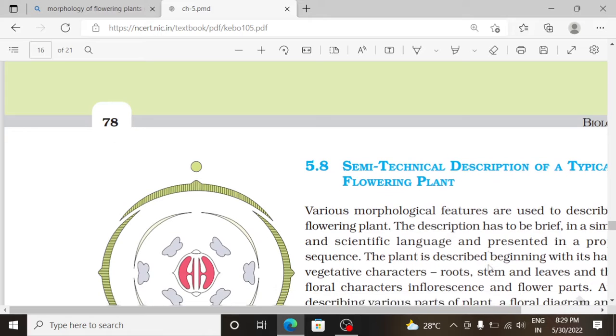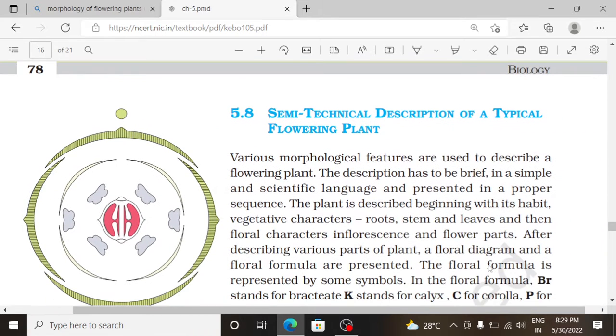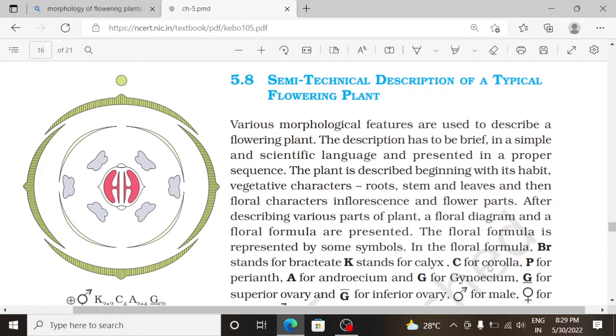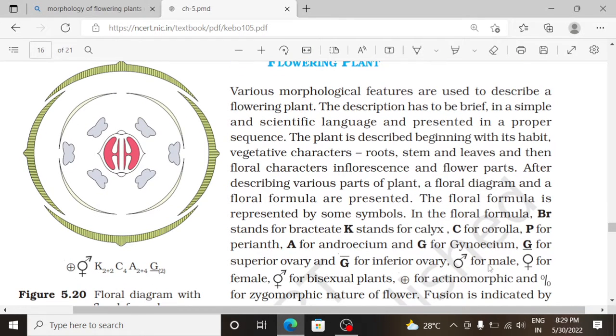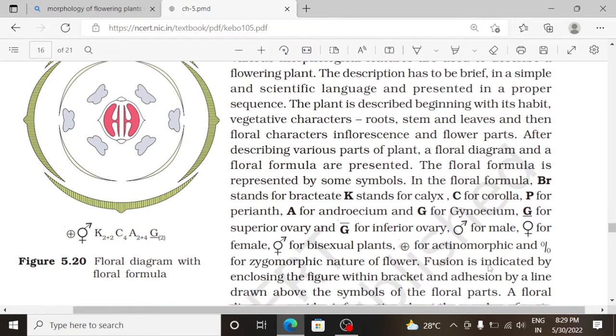So, next one is the semi-technical description of a typical flowering plant. Various morphological features are used to describe a flowering plant. The description has to be brief, in simple and scientific language, and presented in a proper sequence. The plant is described beginning with its habit, vegetative characters, roots, stem and leaves, and then floral characters, inflorescence and flower parts. After describing various parts of the plant, a floral diagram and a floral formula are presented.